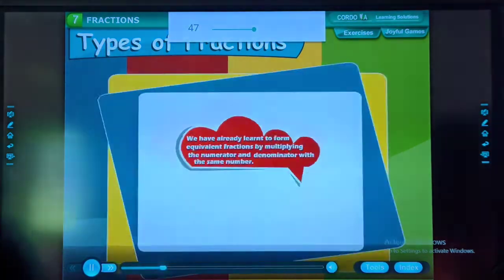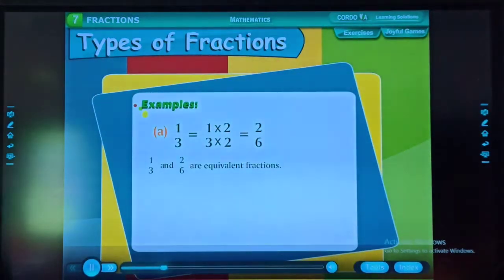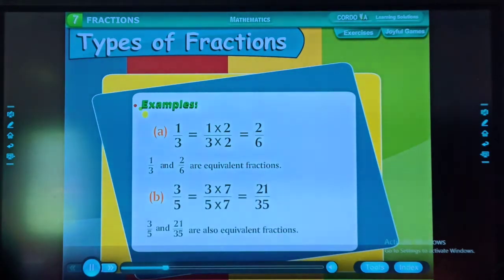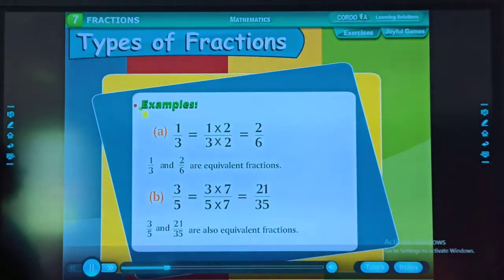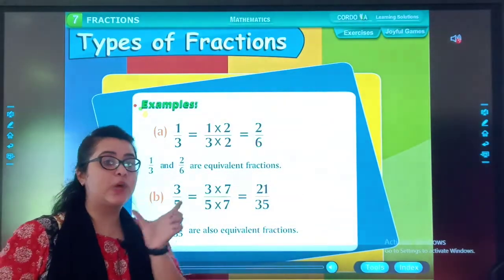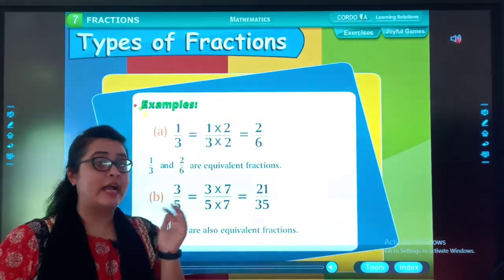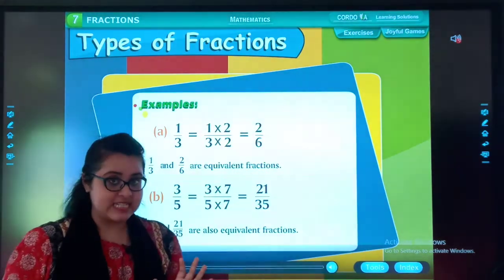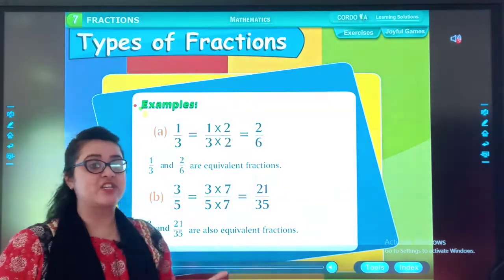Denominator with the same number, 1/3 and 2/6 are equivalent fractions. 3/5 and 21/35 are also equivalent fractions. Equivalent fractions means equivalent. That means equal. I can say that these fractions are equal.